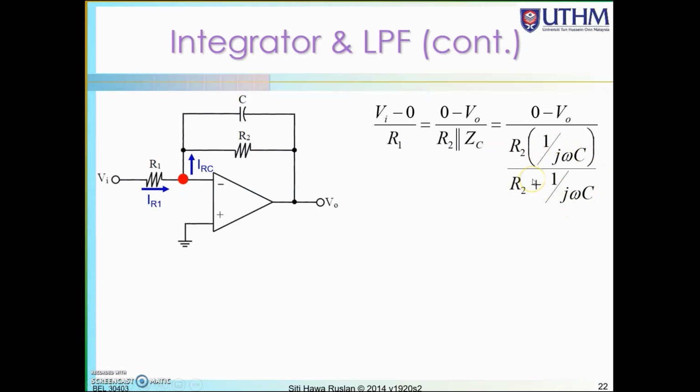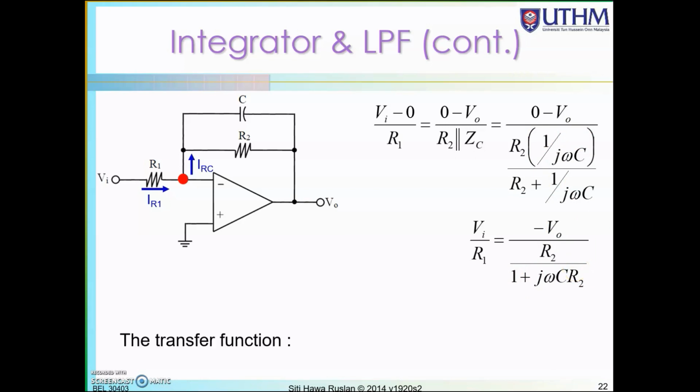It is just like finding two resistors in parallel, but in this case it is not a resistor, but a capacitor. So simplify this equation. You'll get Vi minus 0, so it is simply Vi divided by R1. And for the other side, simplified, you get minus VO over R2 divided by 1 plus j omega C R2. From this to this there are several steps actually, so you have to do some mathematical manipulation to simplify the equation.